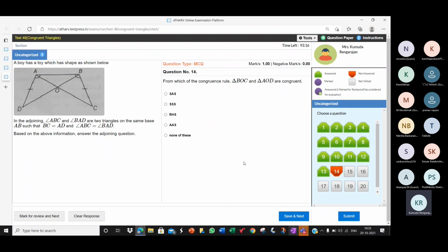From which of the congruence rules are BOC and AOD congruent? See, first we don't know. Sometimes they need not be congruent also. So be careful. Check if they are congruent. If they are congruent, what is the rule? Please take some time. Don't just answer something. If they're congruent, I want you to list the three equalities also.